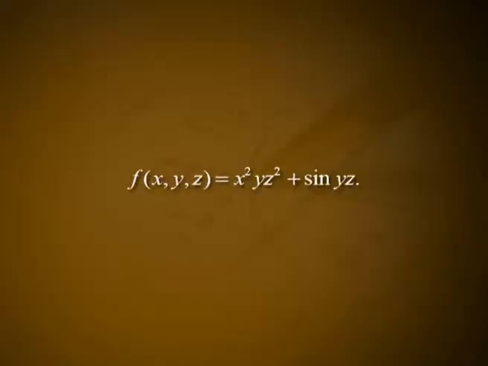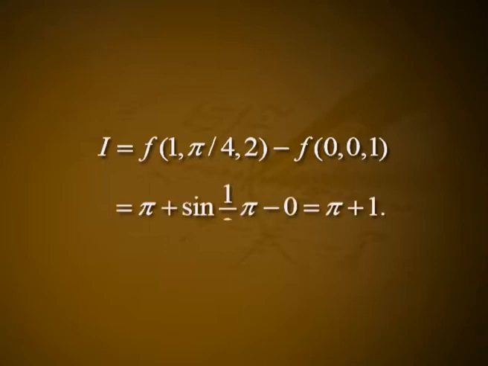Taking h is equal to 0, we have f of xyz is equal to x²yz² plus sin yz. From this and 3, we get the following. I is equal to f of (1, π/4, 2) minus f of (0, 0, 1), which is equal to π plus sin(1/2 π) minus 0, which is equal to π plus 1.